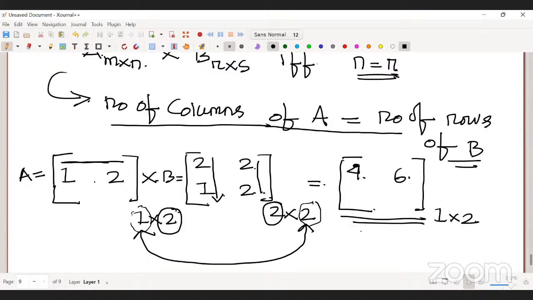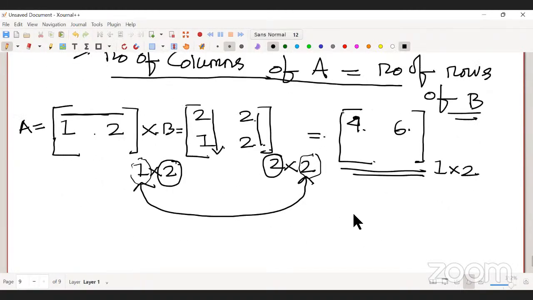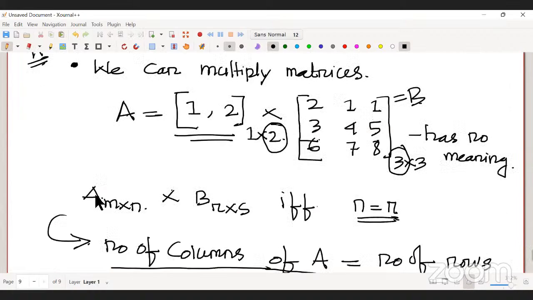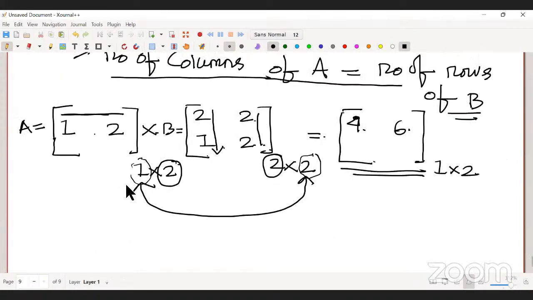The same condition is not applicable when we perform addition. Addition is something different. You can add two matrices if and only if they are of the same order. Even square matrices, certainly you can add, and you can even add two rectangular matrices. But for addition, they need to satisfy a different condition: both matrices are of the same order.